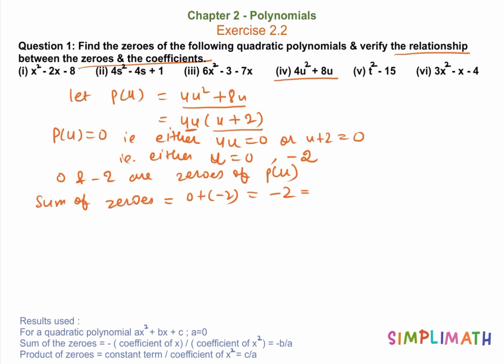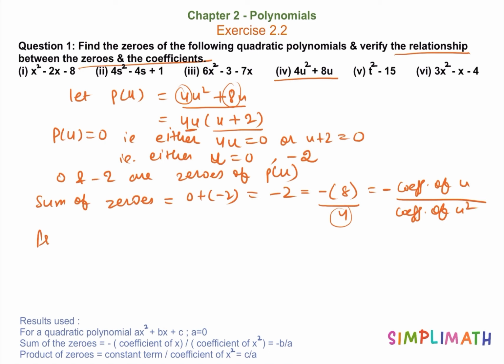So I can write this as minus of minus 8 by 4, right? So I can write this as minus of, what is 8 here? Coefficient of u. And what is 4 here? 4 is the coefficient of u square.